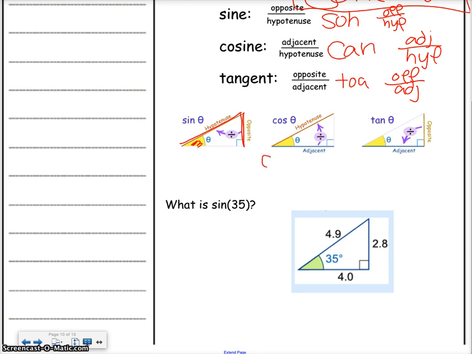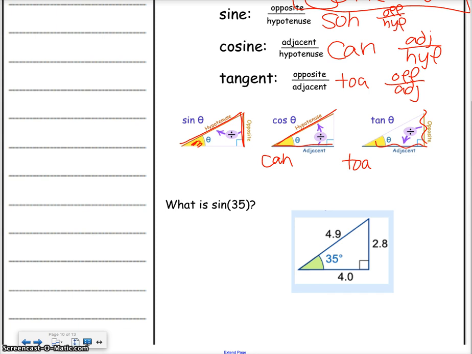Cosine of theta, that's CAH. So it's my adjacent over hypotenuse. Tangent of theta, that's TOA. So it should be my opposite over the adjacent. Just more visuals for you.